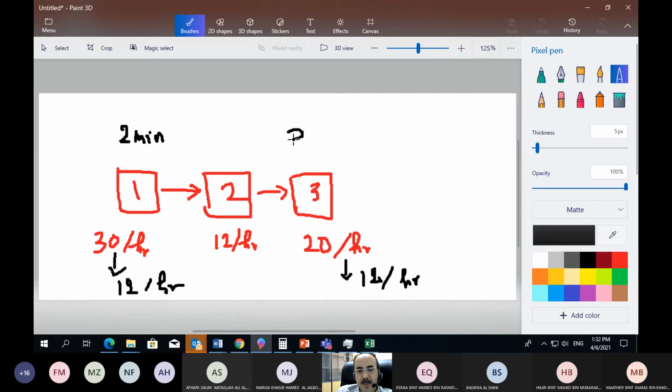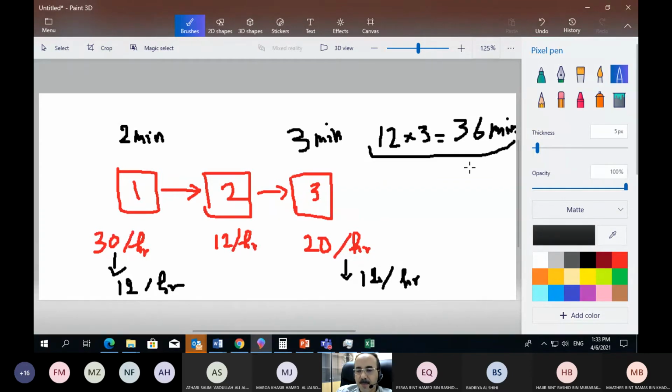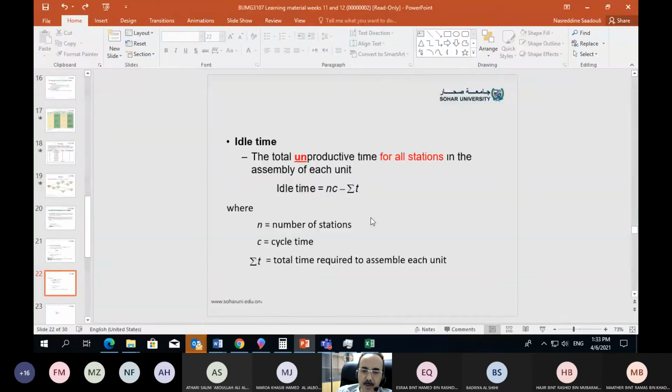Same thing when I look at this one here. I have 12 units times 3 minutes, so 36 minutes. This is the operational time. How much of the time are we idle? Well, the idle time will be, in this case, 60 minus 36, 24 minutes where the station is idle. That's what idle means. Idle is the time that it's not working.